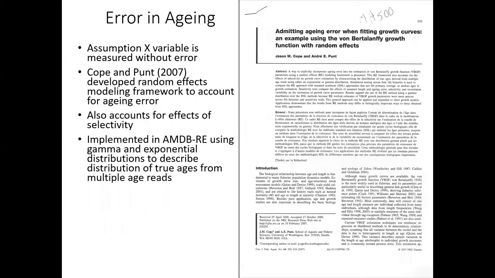And then I just want to mention also that one of the assumptions is that our ages are estimated or known without error, but we know all aging information is otherwise. So Jason Cope and Andre Punt published a paper in 2007, and they showed how to model aging error using random effects models to correct for that. So I just want to make people aware of that. You could probably get the code from them. They're pretty friendly.